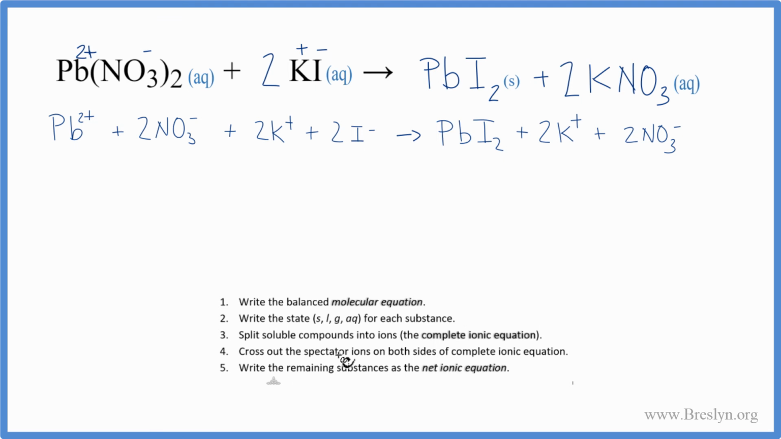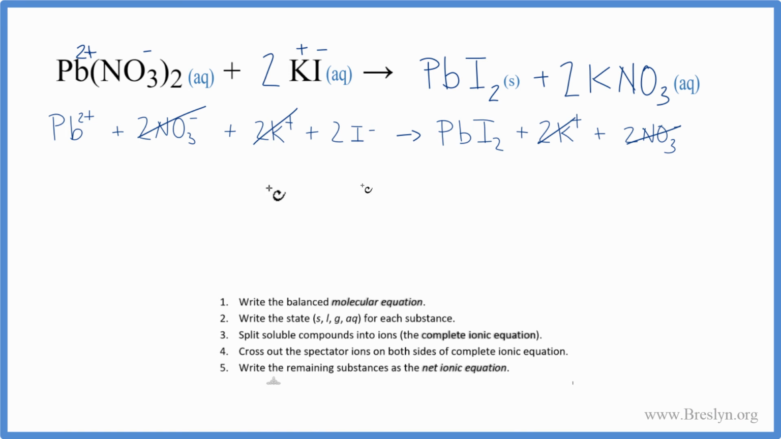Now we're going to cross out spectator ions. These are ions that really don't do anything. They're just floating around. They're not forming any compounds. We're going to cross those out on both sides, and that'll give us the net ionic equation. So we see Pb2+ here. We don't see it over here. It's all bound up with the iodine. NO3-, we have 2 of those. Yep, we can cross those out. K+, we have 2 here and 2 here, and then 2 I-, nothing on this side.